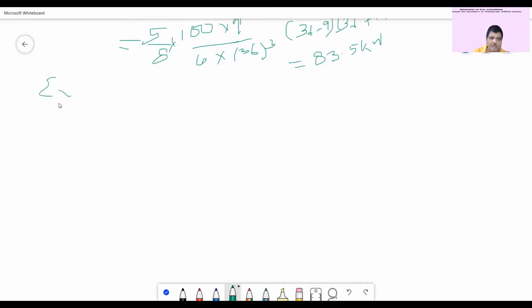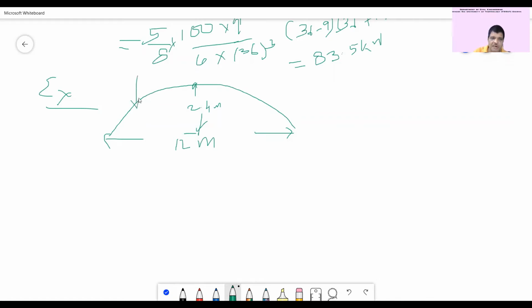The second example problem, let us take a parabolic arch. This is a parabolic arch, okay, and the span is given 12 meter. The rise is given 2.4 meter. So rise is 2.4 meter. Then there are two vertical loads acting on this structure. One is 50 kilonewton at the crown and 50 kilonewton acting at a distance of 3 meter from the left hand support. So this is 3 meter and this is 12 meter.